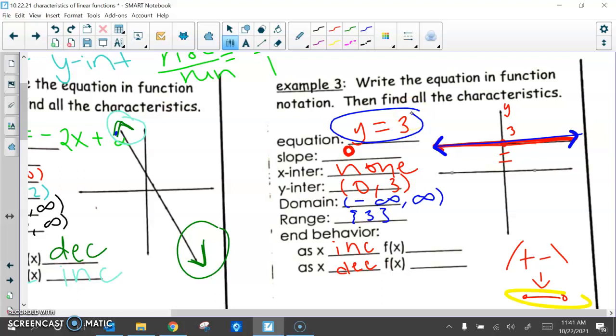And then that same thing is with your end behavior right here. Your end behavior, as I go to the left, it's staying at 3. As I go to the right, it's staying at 3. It doesn't matter which side I look at. It's not going up or down. It is at 3.